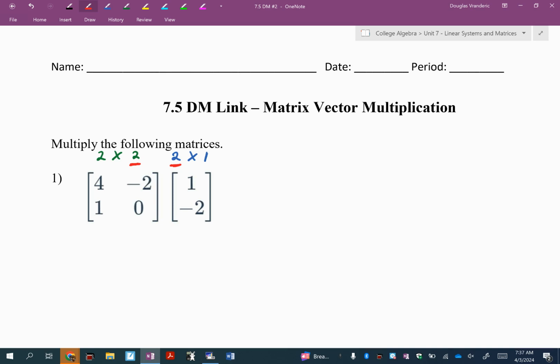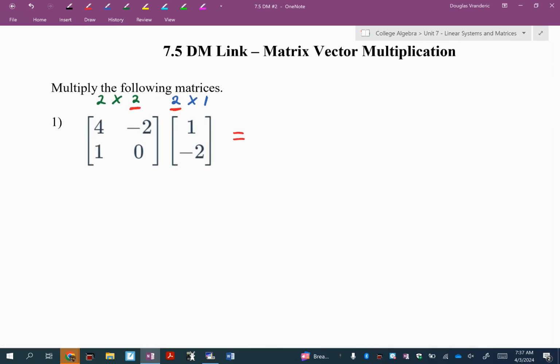Okay. Now, I want you to put equals. All right. Do you see the numbers that I did not underline? Did you see this 2 and this 1? Those are the dimensions of what your answer will be. So when I draw my answer matrix, it's going to be 2 rows by 1 column. So my answer will only have 2 numbers in it.